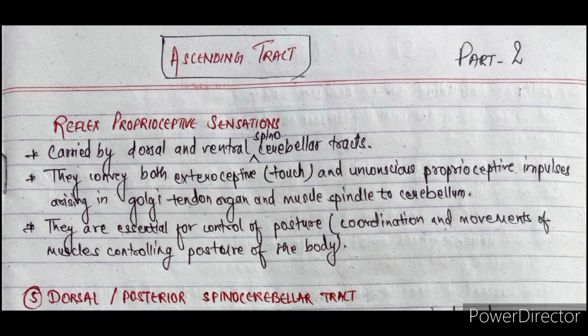They convey both exteroceptive, that is touch, and unconscious proprioceptive impulses. What are unconscious proprioceptive impulses? It means while we are sleeping, the posture of our body is controlled by the brain. It arises in the Golgi tendon organ and muscle spindle to the cerebellum. These are essential for the control of posture, that is coordination and movement of muscles controlling the posture of the body.